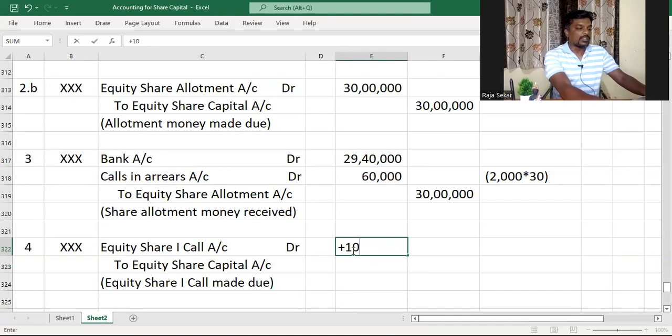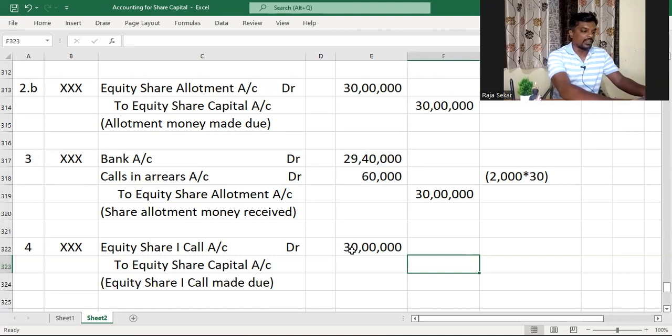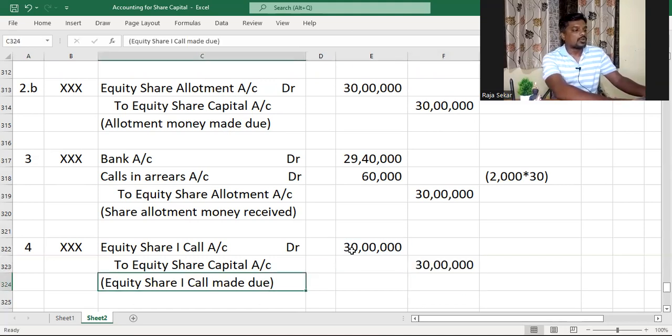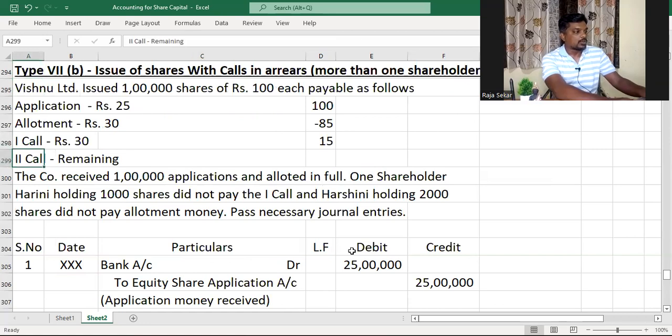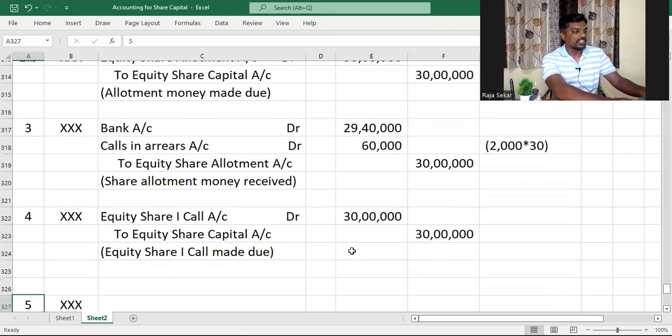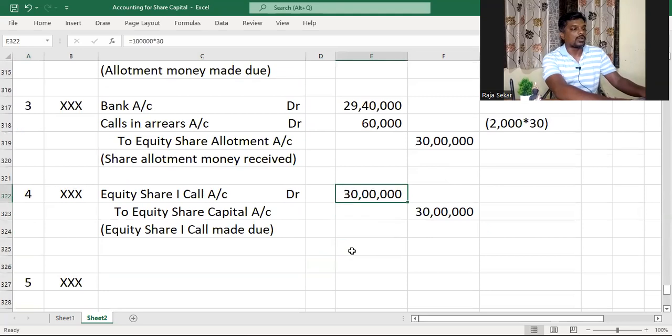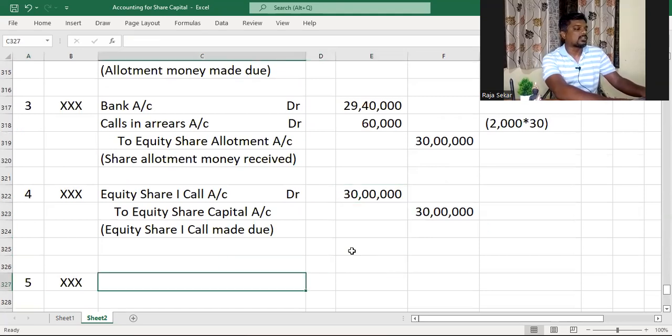Understood? So we make the entire amount due, including for all the shareholders, including Harshini. So that is 1 lakh shares, including Harshini's shares. And the amount due on first call was 30 from the question, if I remember correctly. So yeah, let's just check for your sake. First call is 30, so 30 into 1 lakh shares, the total number of shares allotted. 30 into 1 lakh is 30 lakhs.